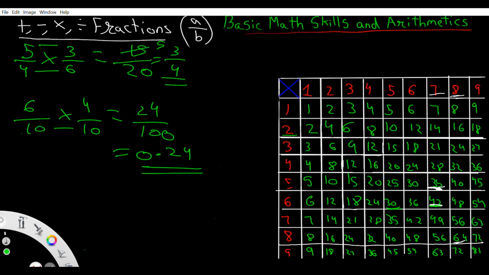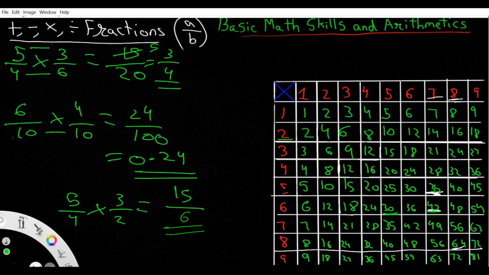So let's look at another example. If you want to multiply 5 over 4 times 3 over 2, what do you get? 5 times 3 is 15, and 4 times 2 is... no, not 6. 4 times 2 is 8, so 15 over 8.